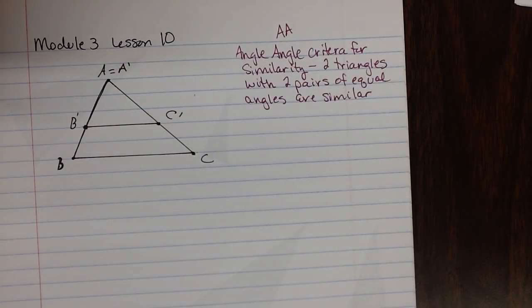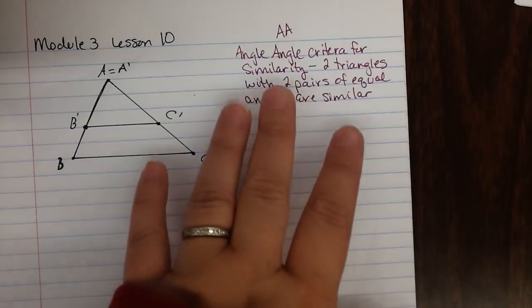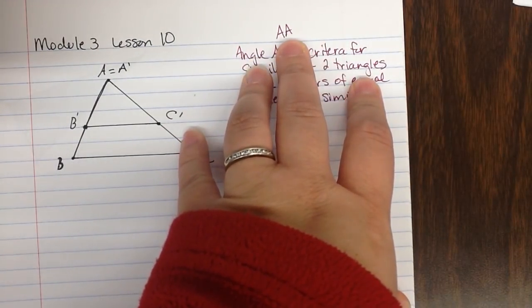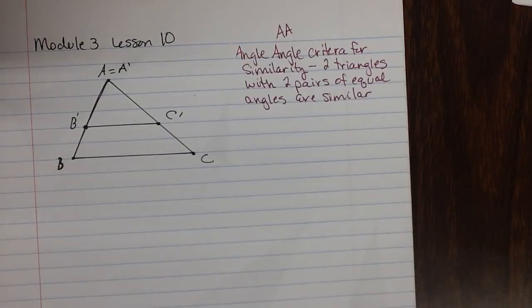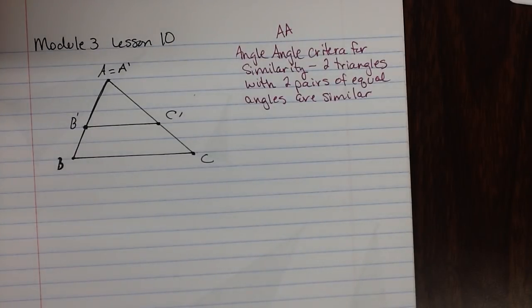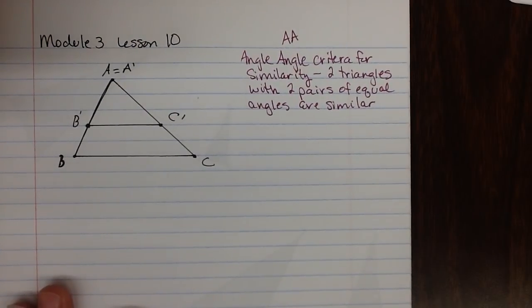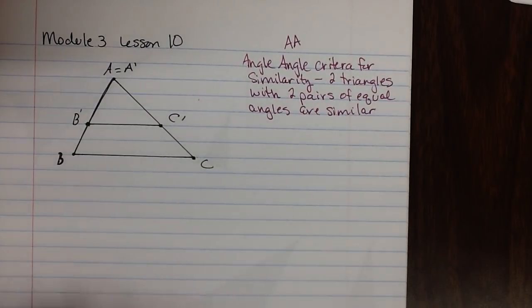Now, we only used two A's, AA. Why do you think we didn't use angle, angle, angle? If we know two of the angles, then we should be able to figure out the third angle because of the triangle sum theorem. And that just says that the sum of the angles in a triangle equals 180 degrees.